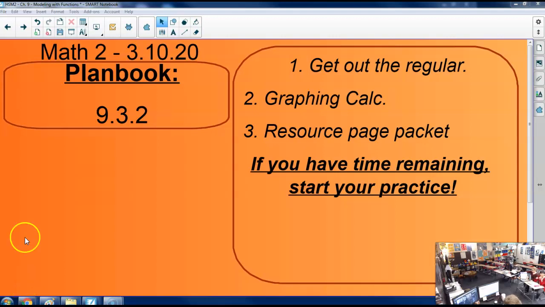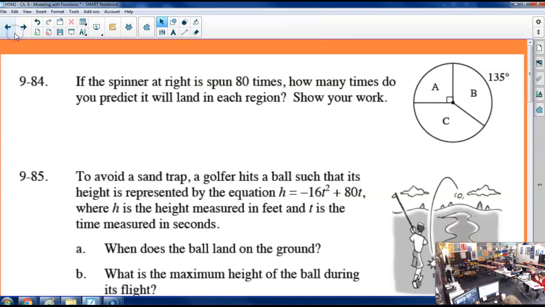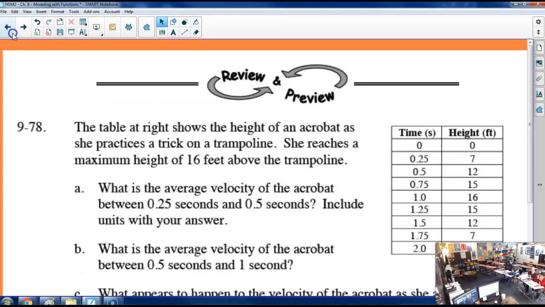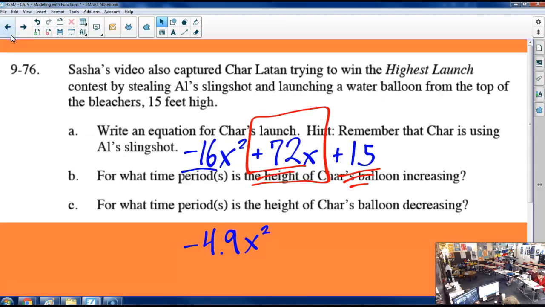So we need your resource packet. So please get out your resource page packet. The 9.3.2 resource page should have a table on it that is empty currently. I did, however, want to go back and make sure that we were all happy with how we finished yesterday.